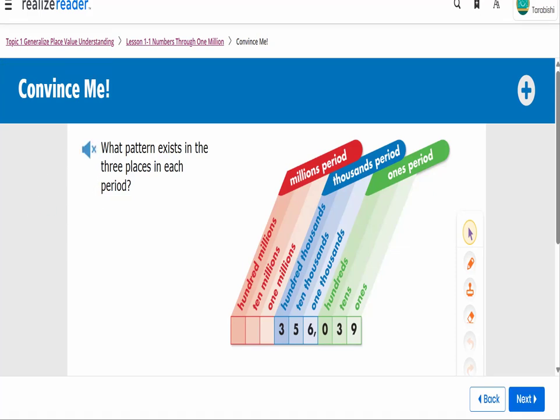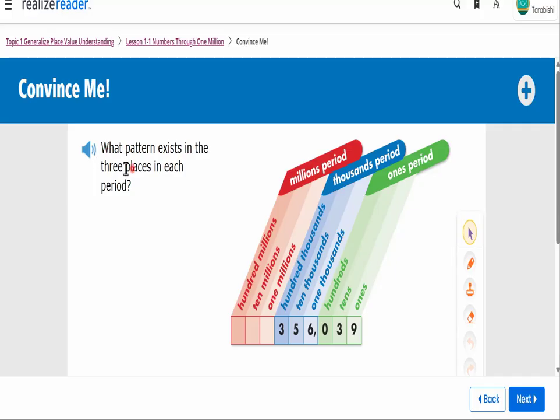What pattern exists in the 3 places in each period? Now, this is going to be on page 6 of your math textbook, but it is the exact same question. So if you're ever unsure, don't worry, it's following along with your textbook. And now that we're on page 6, because we already completed page 5 with our warm-up, with our solve and share, you can go ahead and try answering this question.